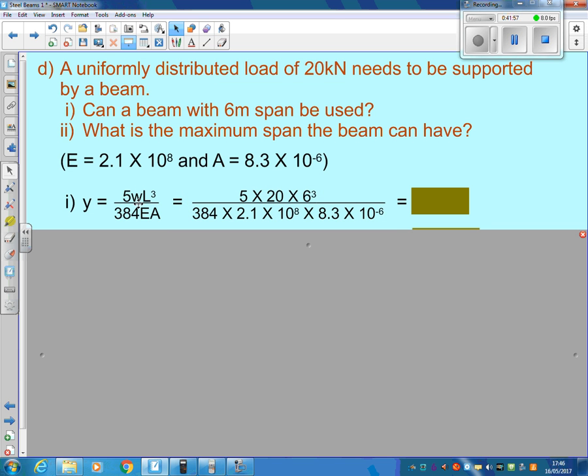So let's slot the things in that we know. We're told the load is 20 kilonewtons. W is 20. We're looking at a 6 meter span. So it's 6 here, 6 cubed. Here, 384, Young's modulus, and there is your second moment of area. So basically I replace the E there, I replace the I there, there's my 5, there's my 6 cubed, and Y here is going to give me the deflection. So this one is just type that in and press equals.